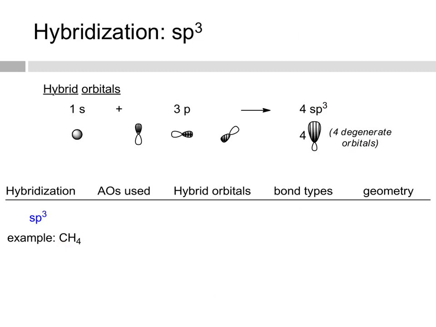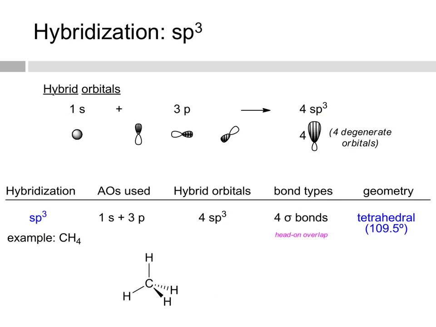Now let's go back to methane as our example. The carbon in methane is sp3 hybridized. What does this mean? It means that we've used one s orbital and all 3 p orbitals of that carbon to form 4 hybrid orbitals that are all sp3. When we add in 4 hydrogens that are going to bond with their s orbitals, we end up forming 4 sigma bonds. Sigma bonds are formed by head-on overlap of these orbitals.